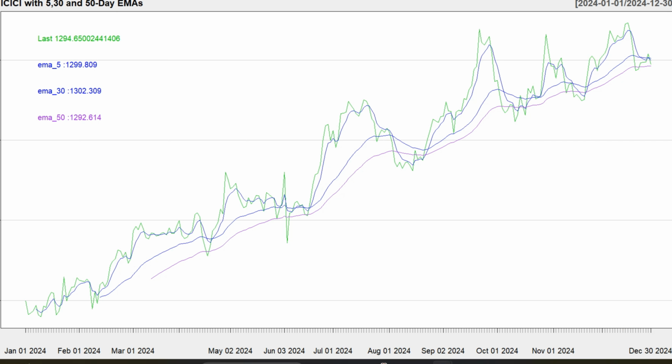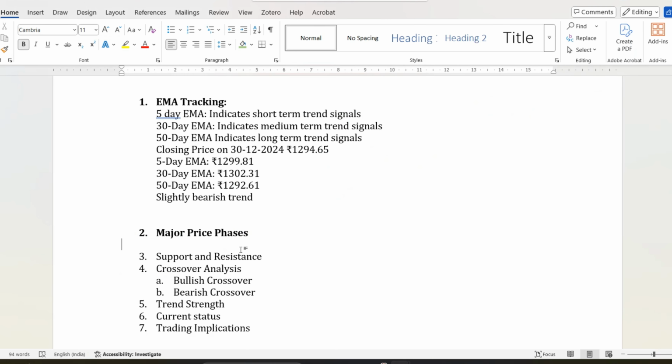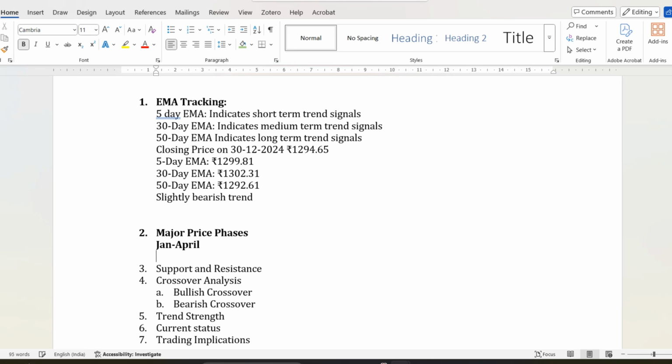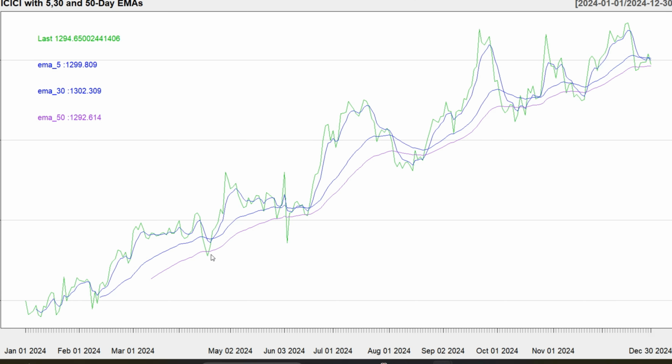How to analyze the major price phases? You can see till the month of April, there was almost a bullish trend. Even though there are small ups and downs, till April there was an upward trend. So I'm not writing this in the Word document, I'm just telling what we have to write in major phases. You can split it: Jan to April we have bullish.